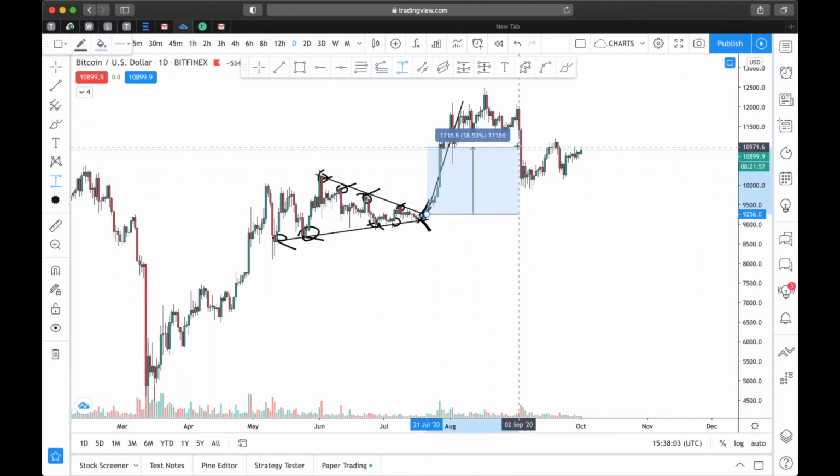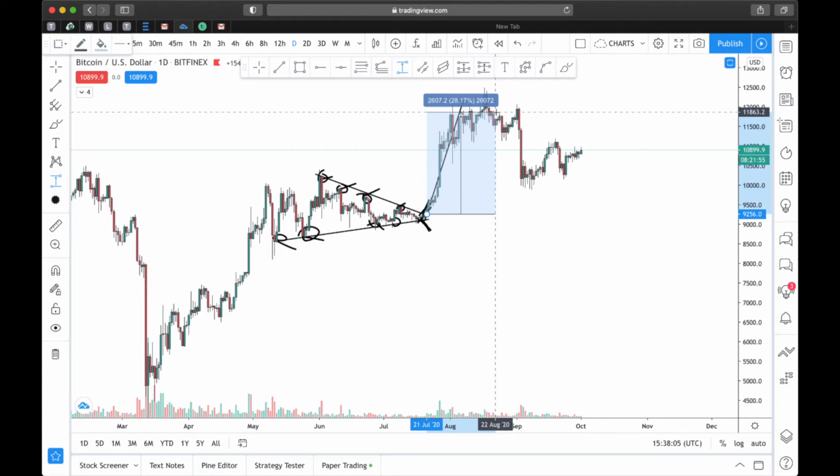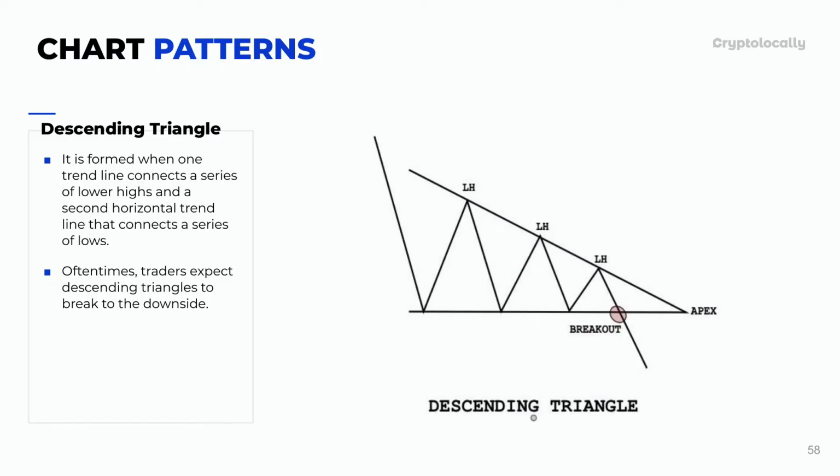Let's check it out. Between that is about 27% upward movement. So that's a good trade. 28% in the market is a very, very good trade. That's what you'll be making in 2 years if you deposit your money in the bank. Do you understand? So the next one is a descending triangle.